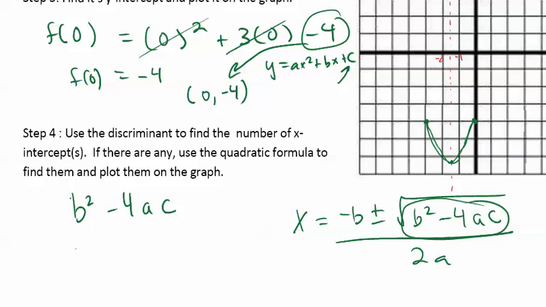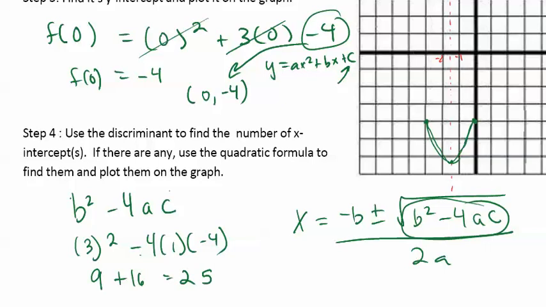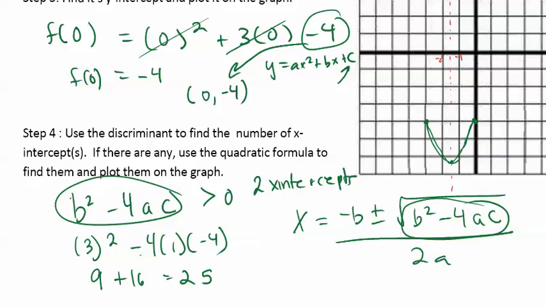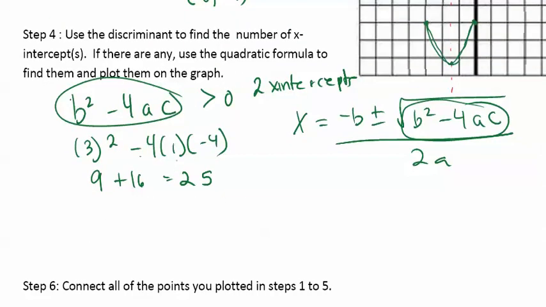Okay, so let's plug in those values. We know that b was 3, so 3 squared minus 4 times a was 1, and then c was negative 4. Well, I end up with 9, and then negative 4 times 1 is negative 4, and then times a negative 4 would be a positive 16, so plus 16, and that equals 25. Remember that if this is greater than 0, then we have two x-intercepts. So since we found that we have two x-intercepts, we need to go ahead and find out what those intercepts are. So let's put this into the quadratic formula.